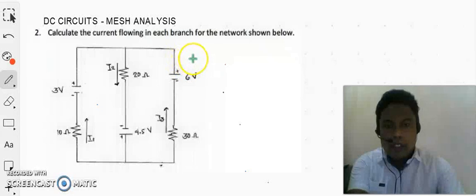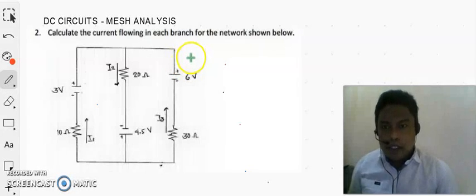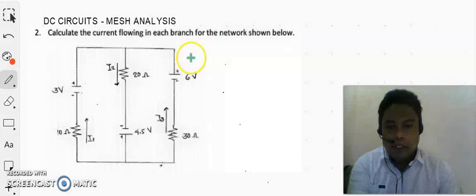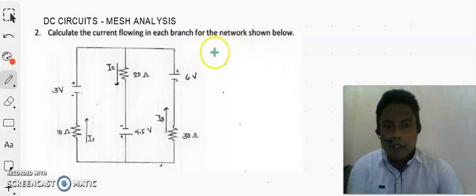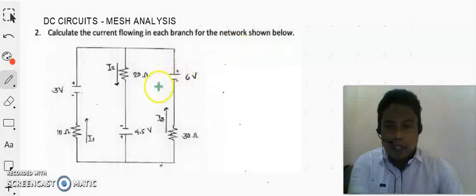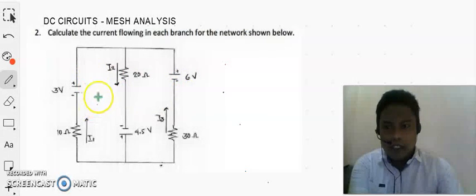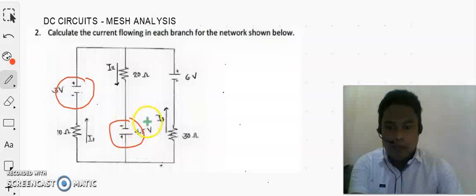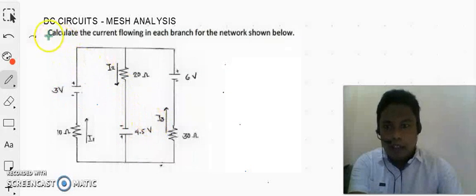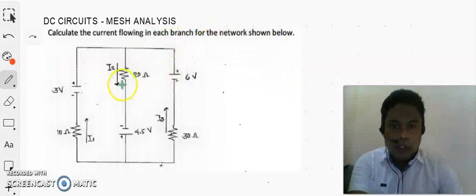So this is for Circuits 1. I just saw this problem on a Facebook page and I was challenged to solve it for you all. This is a DC circuit because it has polarity: positive, negative, negative, positive. The problem is to calculate the current flowing in each branch for the network shown below.